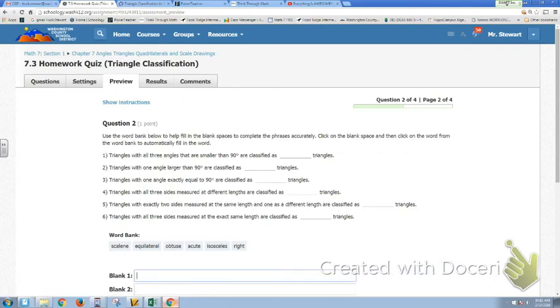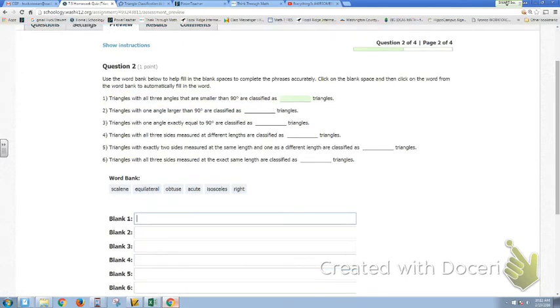Question number 2 is just asking you to classify, just like I did, each one of these. So triangles with all 3 angles smaller than 90, what's it called? And by the way, let me just show you something. There's no need to ever worry about typing it correctly. Just click on the space, and you can click right on the word bank, and it will put the answer in that space for you.